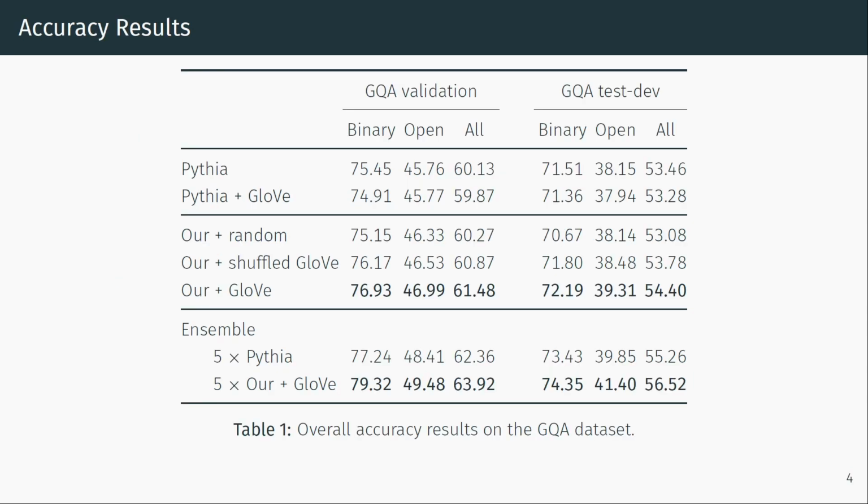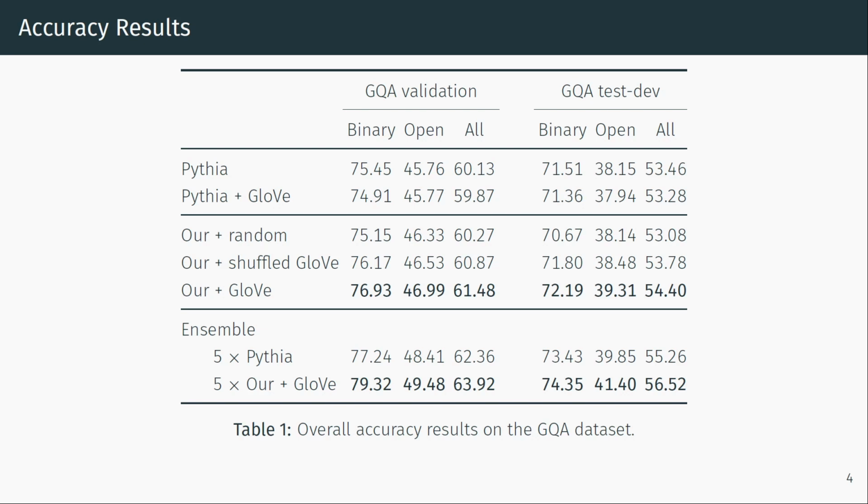We use the GQA dataset for evaluation, and our approach clearly outperforms the baseline and all the ablation studies. Classifier initialization and random values didn't show any improvements, as expected. But surprisingly, shuffled GloVe vectors still gained some improvement, and that's mostly in the binary question category.